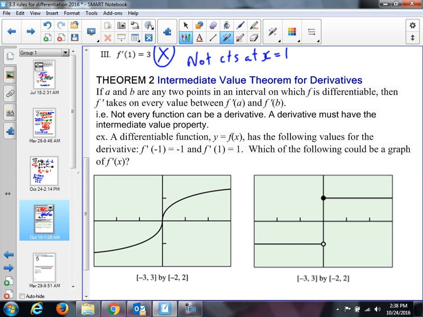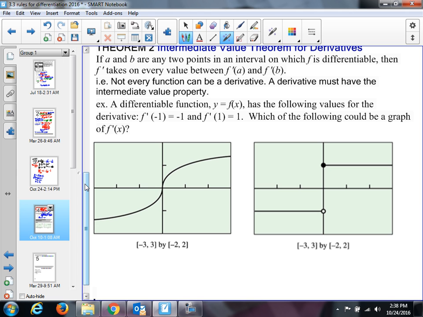Now let's take a look here. A differentiable function, some function of x, y equals f of x, has the following values for the derivative. F prime of -1 is equal to -1.